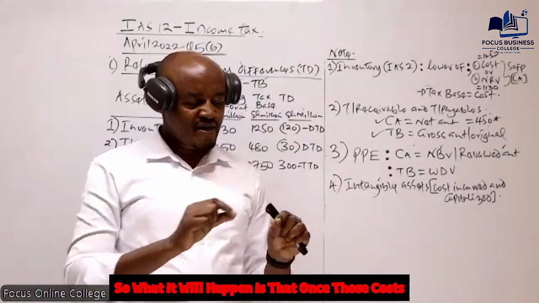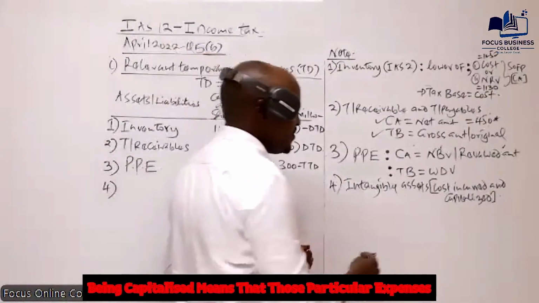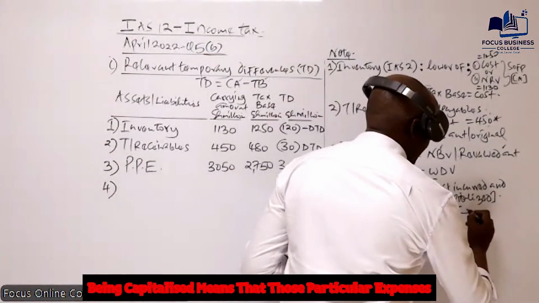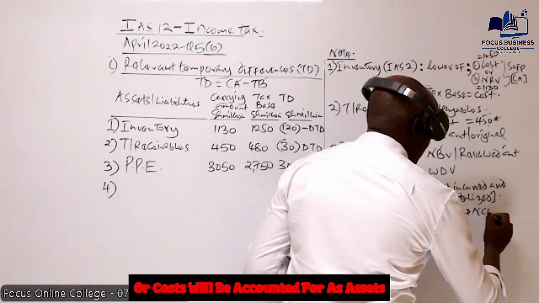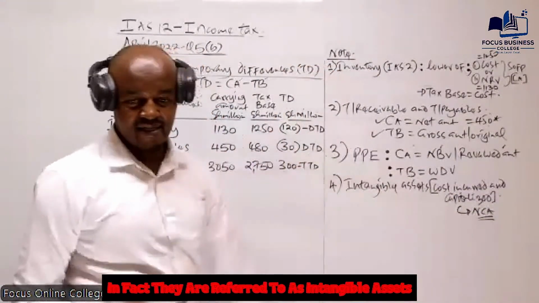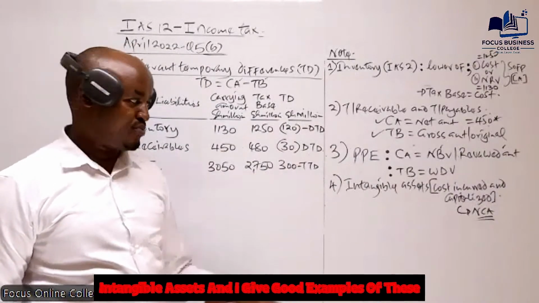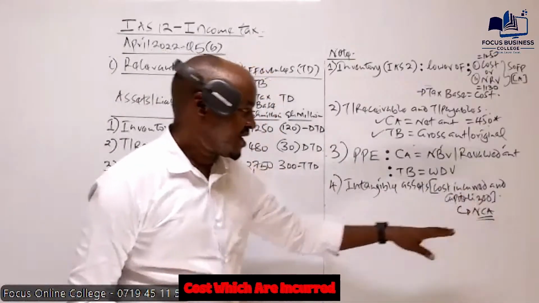So what will happen is that once those costs have been incurred, they are capitalized. Being capitalized means that those particular expenses or costs will be accounted for as assets. In fact, they are referred to as intangible assets. They are referred to as what? Intangible assets. And I'll give good examples of these costs which are incurred and capitalized.